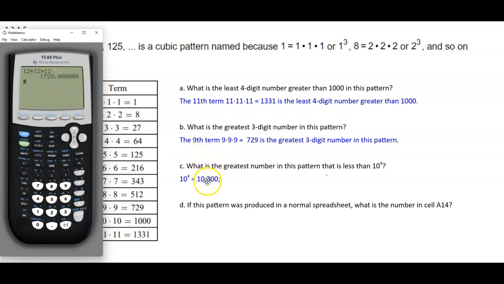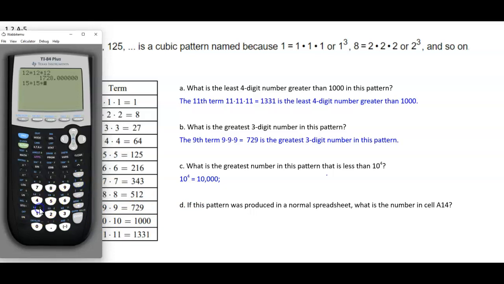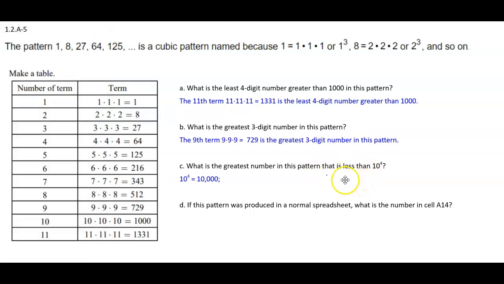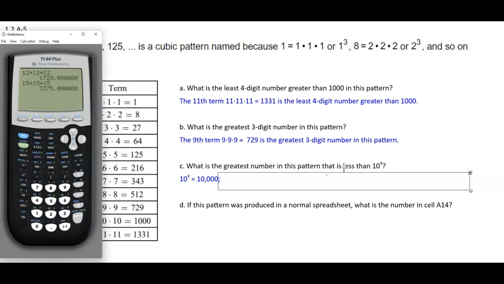So that number is not necessarily close to 10,000. So let's take a look at that here. If we go a little further, let's say 15 times 15 times 15. Well, that gives us to the 3,000. So again, it says, what is the greatest number in this pattern that is less than 10 to the 4th power? So we probably need to go a little further than that.